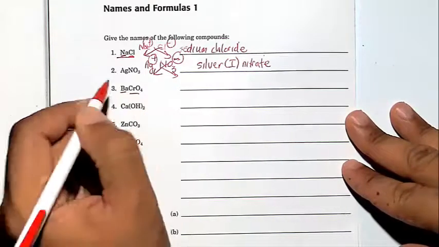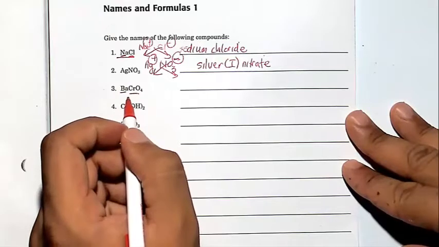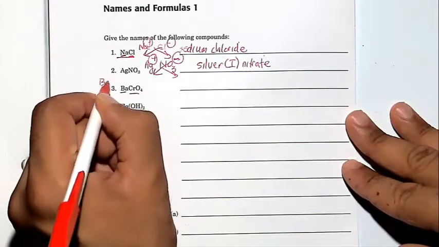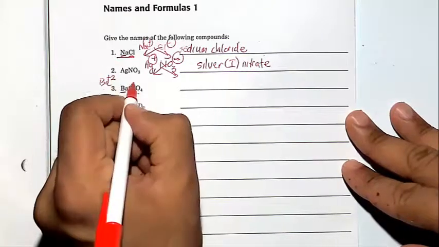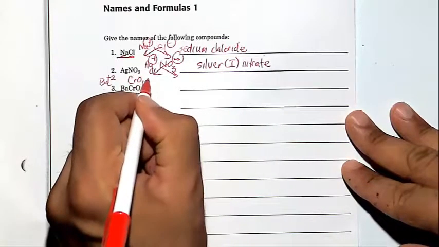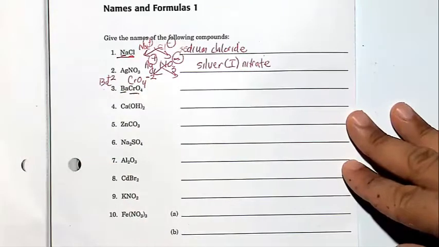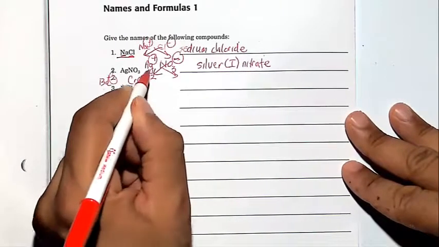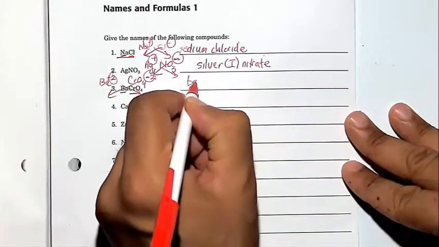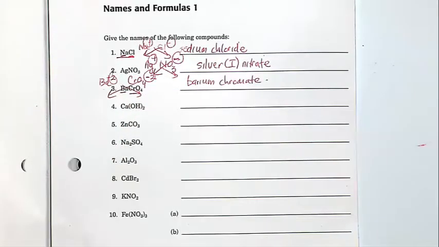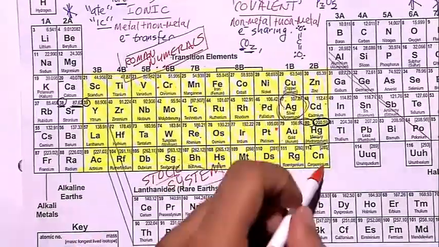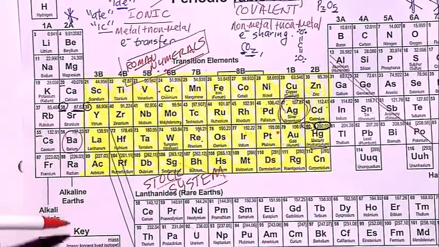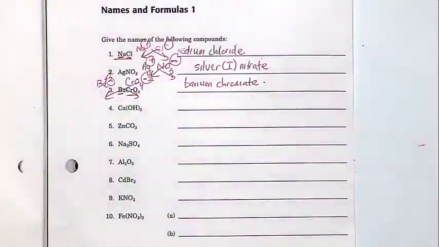So what about this? Is this covalent or ionic? Barium, and we know barium is a metal and it likes to be +2. This is a polyatomic ion, chromate. You just have to memorize that. So this actually is an ionic compound. The answer is barium chromate. Barium is not part of our transition metal block. Barium is right here. Group 2 likes to be +2.